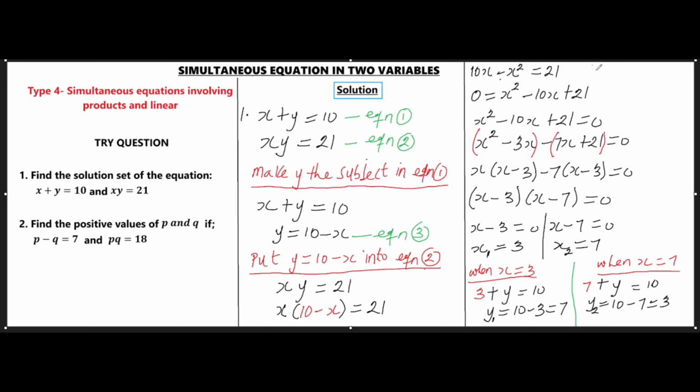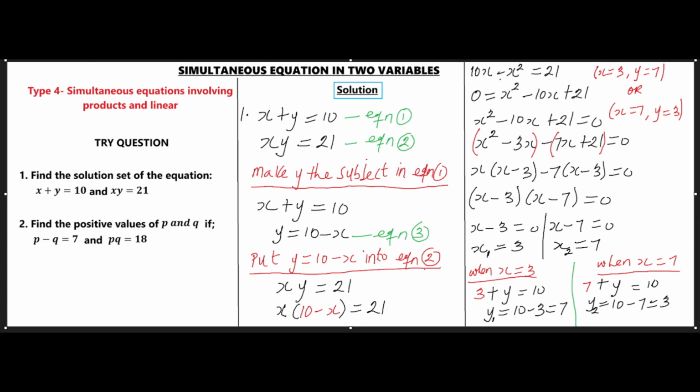Let's summarize everything. These are the possible values of x and y. We have the first situation when x is 3, y is 7, or the other situation when x is 7, y is 3. But we have to find the solution set.